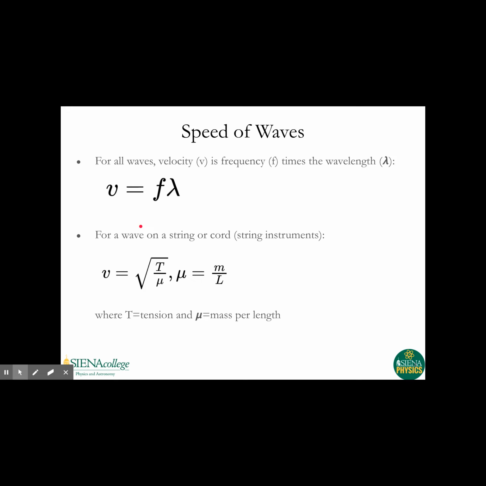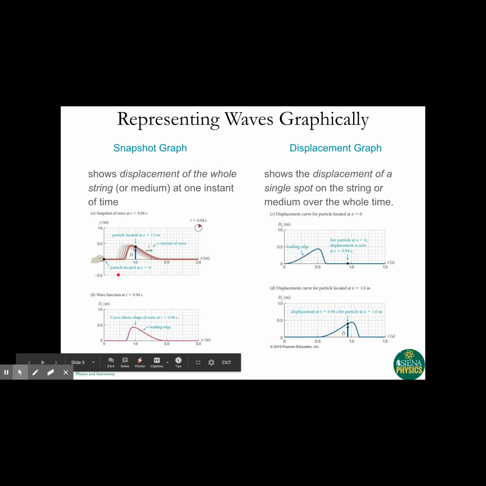For a wave on a string or a cord, like a string instrument such as a violin or a guitar, the speed of the wave, v, is given by the square root of the tension in the string divided by mu, and mu is the mass density. The mass density, mu, is just mass over length. So that's what you need to know about the wave on a string or a cord.